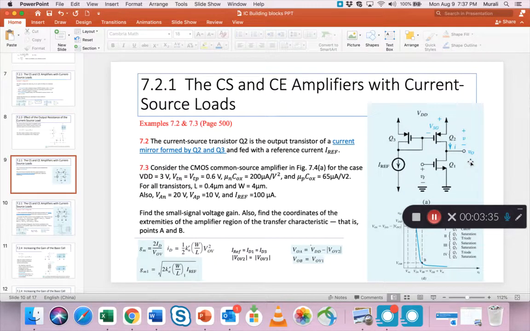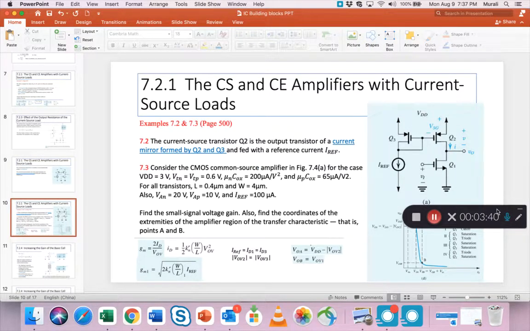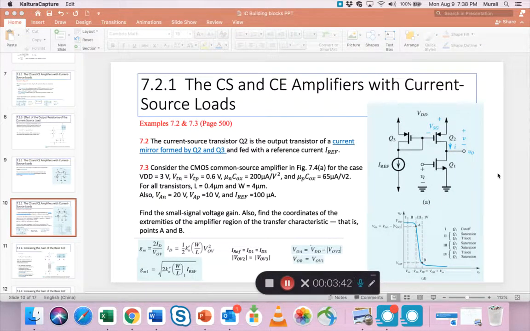to slide number 10, which is an important and complicated set of examples. There's actually two examples, 7.2 and 7.3 on page 500. 7.2 is actually a nice description of the current mirror idea. Okay. Again, I will let you read most of it.